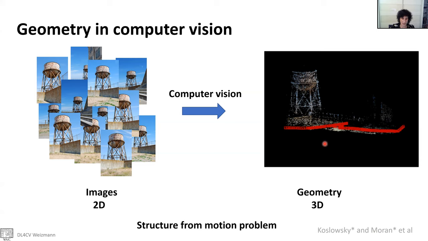Okay, now, when we are talking about computer graphics, the idea is the opposite direction. You have some geometry, and the aim is to produce photorealistic images like this, okay? And this is the topic that we are going to deal with today, about how to generate photorealistic images.